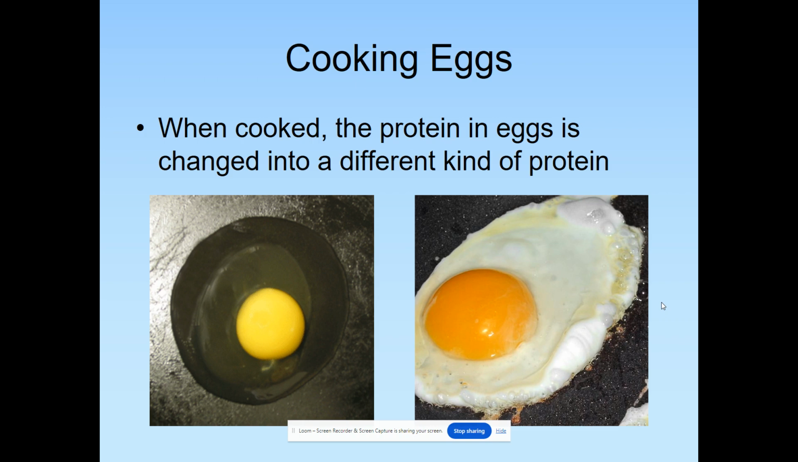So I hope that this helps you understand the difference between physical and chemical changes.